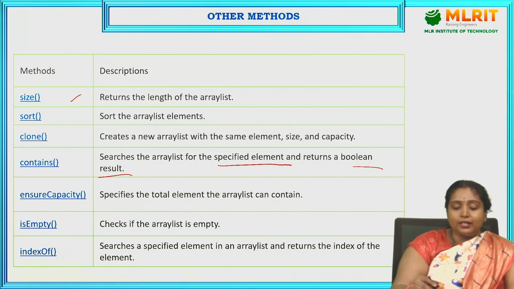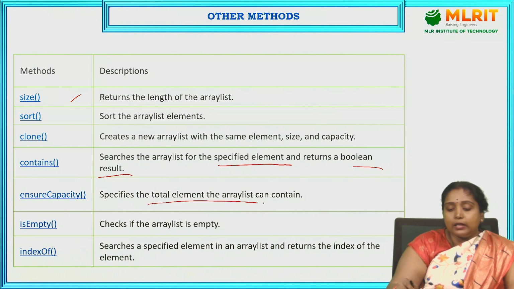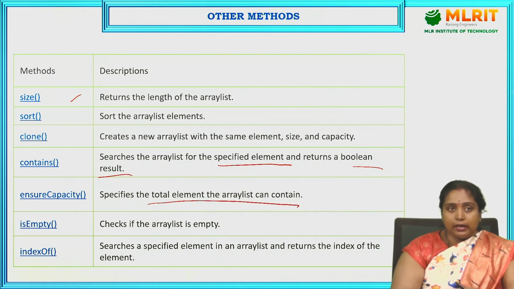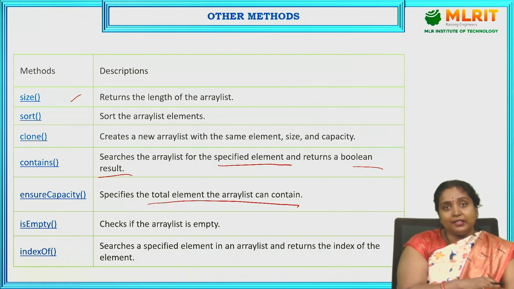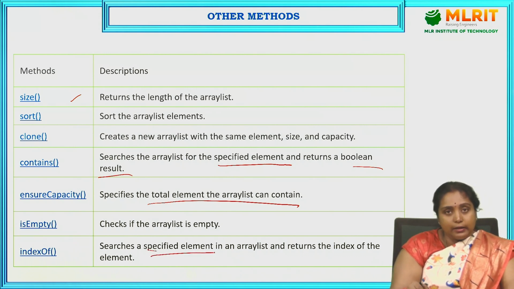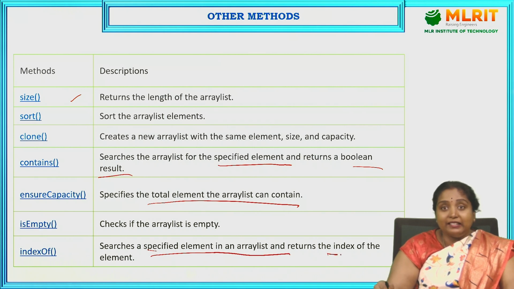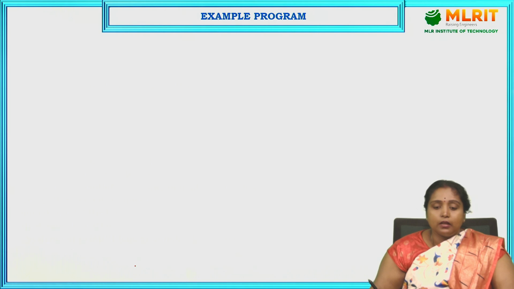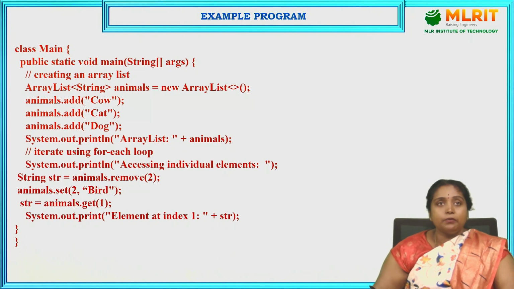ensureCapacity specifies the total number of elements the ArrayList can contain. isEmpty checks whether the particular ArrayList is empty or not. And indexOf searches for a specified element in the ArrayList and returns the index of the element if it contains it. So this is an example program of ArrayList.